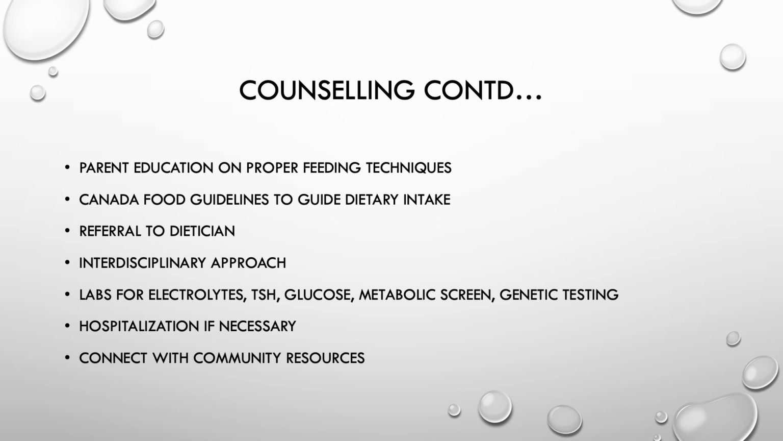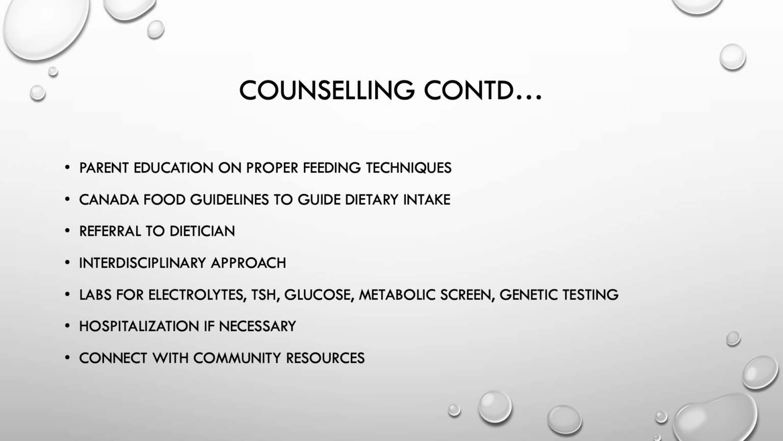You want to take blood samples for serum electrolytes to ensure that all the child's electrolytes are stable, and to decide if the child is going to be hospitalized or not. You also want to rule out a thyroid disease, impaired glucose tolerance, or hypoglycemia. You want to do a metabolic screen to rule out metabolic causes, and then genetic testing if necessary to maybe rule out celiac disease or cystic fibrosis if you are suspicious of it at all. Then, like I said, if you feel the child needs to be hospitalized, always mention it to the parent. And finally, you want to connect the family with community resources.